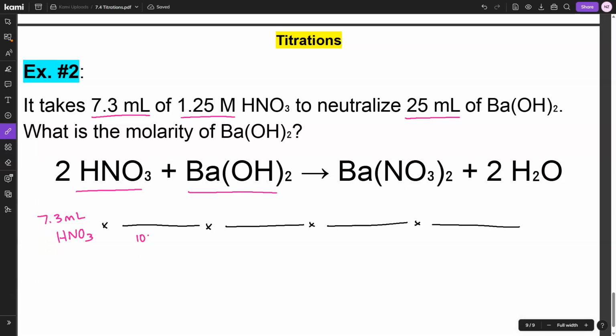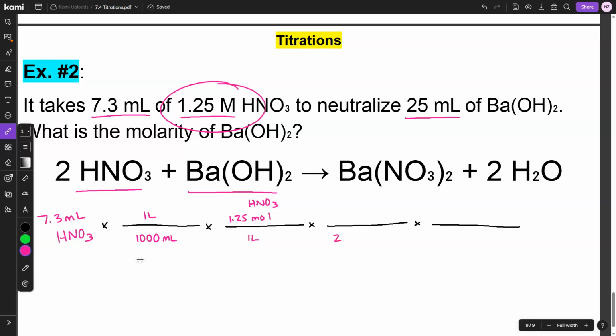So there are 1,000 milliliters in 1 liter. The molarity here is 1.25 molar. So that means in 1 liter, you have 1.25 moles of HNO3. Now we do our mole ratio. So for every 2 moles of HNO3, we have 1 mole of Ba(OH)2.